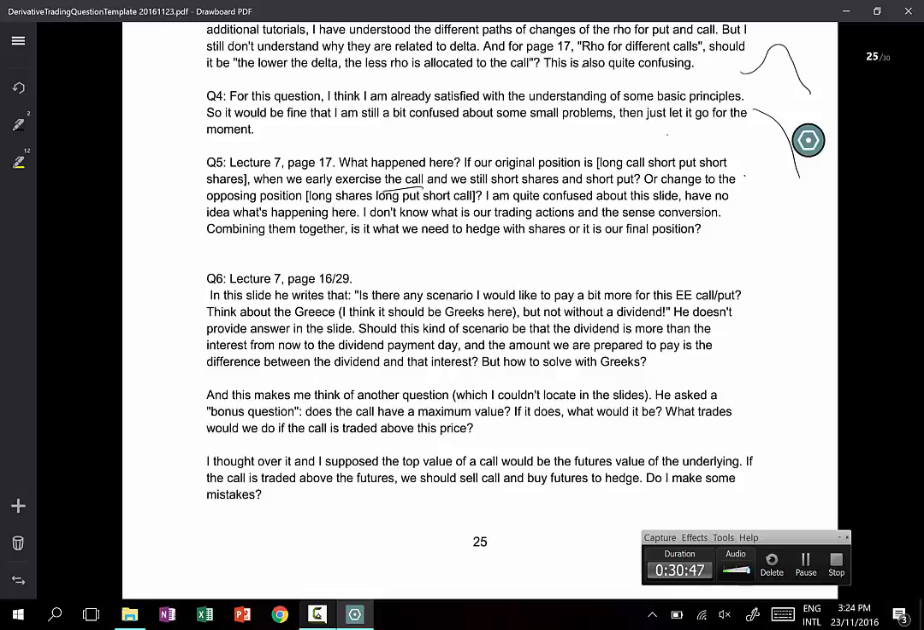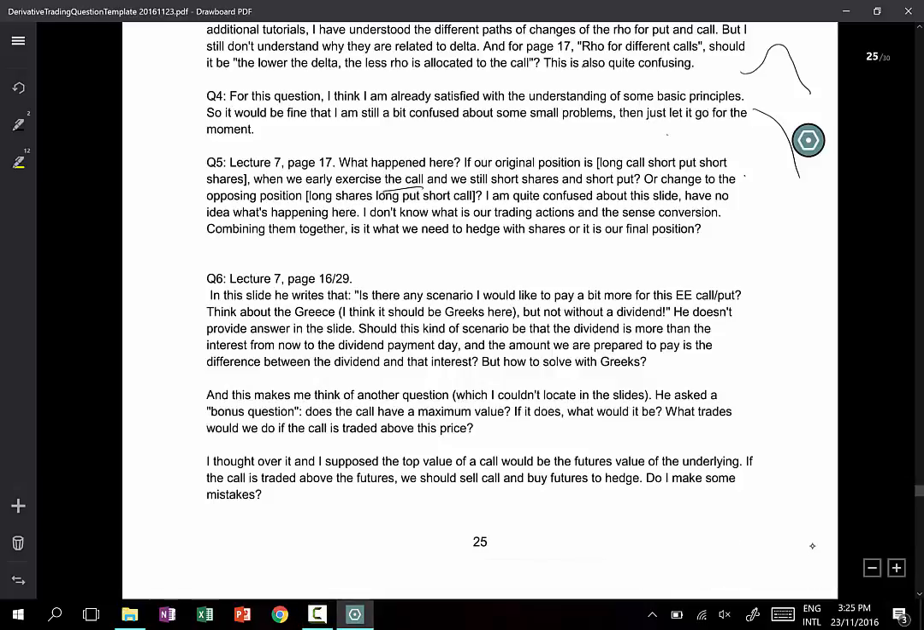Think about the Greeks. I think it should be Greeks, but not without a dividend. He doesn't provide answers. So should this kind of scenario be that the dividend is more than the interest from now to the dividend payment day, and the amount we are prepared to pay is the difference between the dividend and that interest? But how to solve with the Greeks?